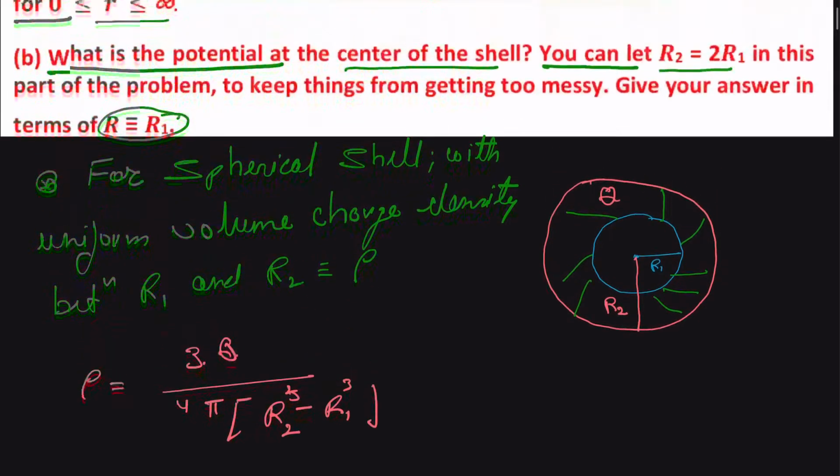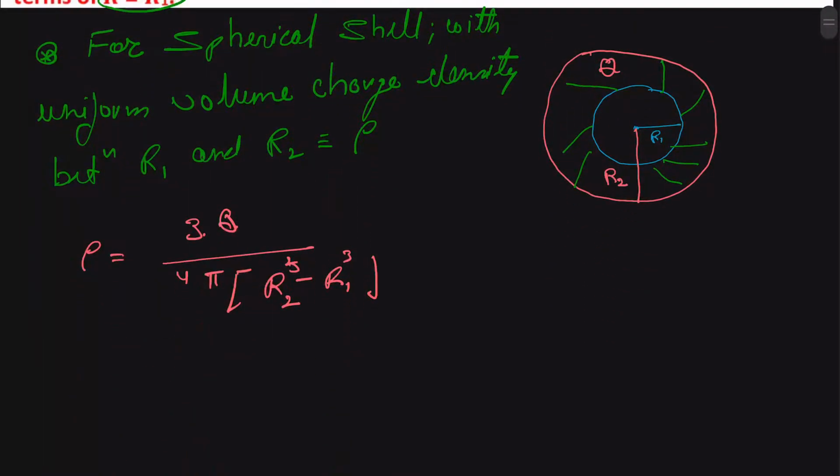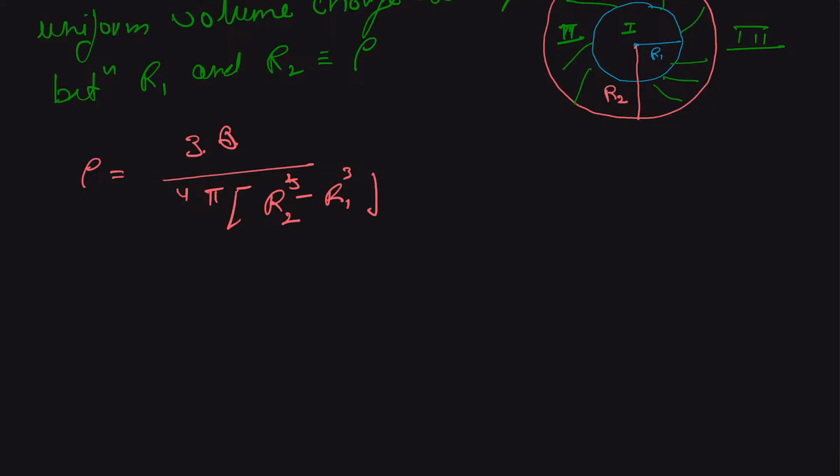And we need to find out the electric field. So we can divide this entire shell into 3 regions. This is region number 1, region number 2, and the final one is region number 3. So we divide this shell into 3 regions, and in order to find out the electric field, we are going to use Gauss law, the simplest one.